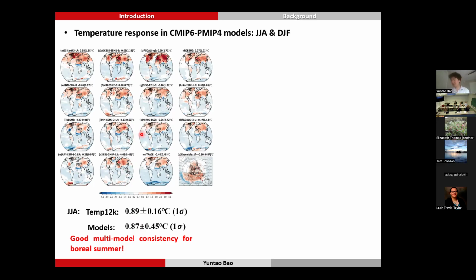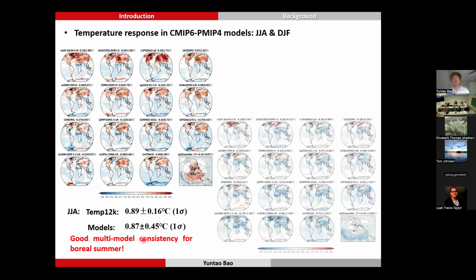because we know in boreal summer the insolation in the Northern Hemisphere just decreases. So models can capture this forced response, the decrease in temperature, very well.